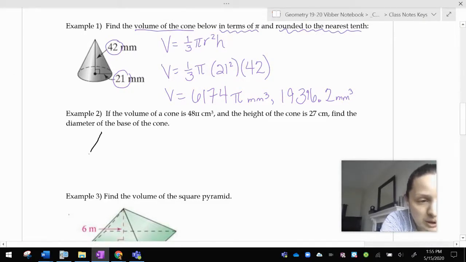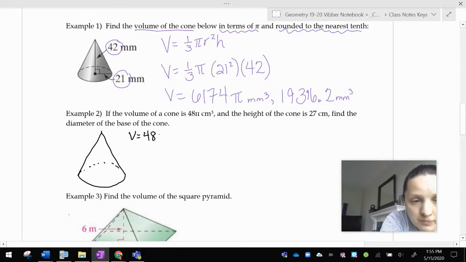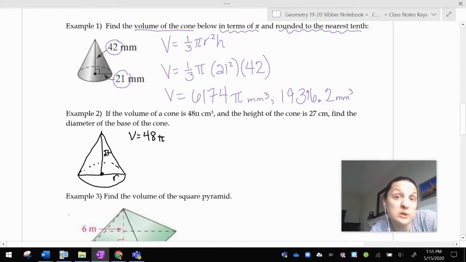Okay, so now we want to use the volume to find other things. Now, if I'm talking about a cone, I'd really like to see a cone. So here's a cone, and the volume is 48 pi. And the height of the cone is 27. And they want the diameter of the base. So I'm probably going to want to find the radius first and then turn it into a diameter.